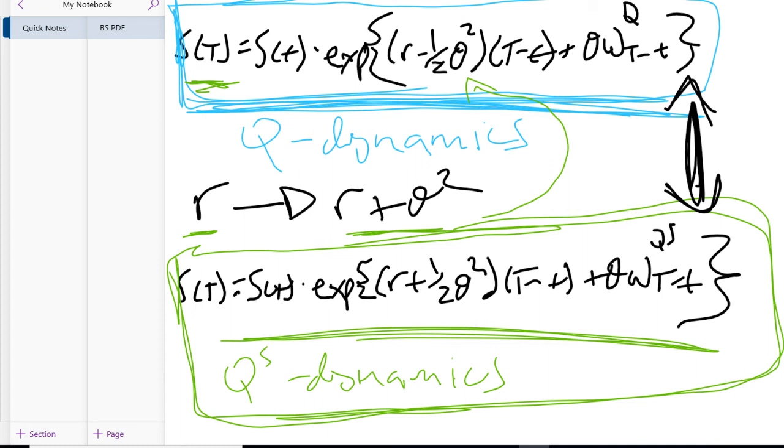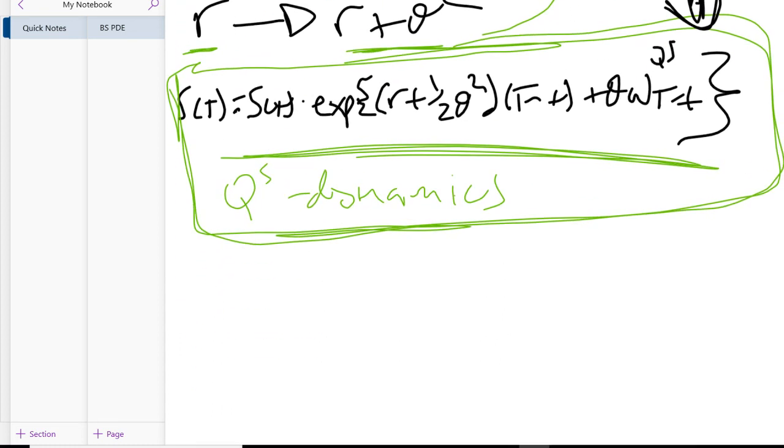And then down here we have the same idea. This is the solution to the geometric Brownian motion SDE from time little t to time big T under the measure QS. And recall, basically what that means is when you have S as the choice of numeraire.